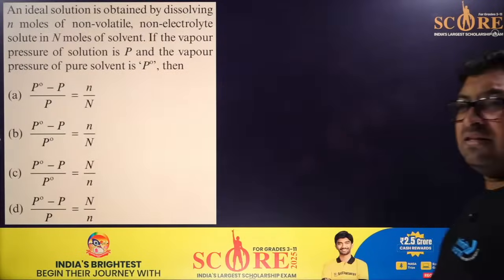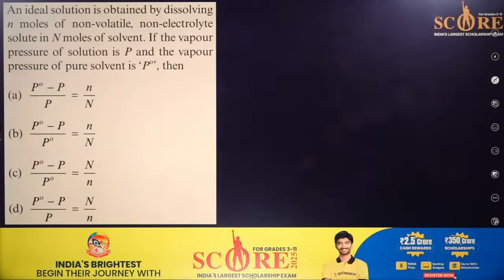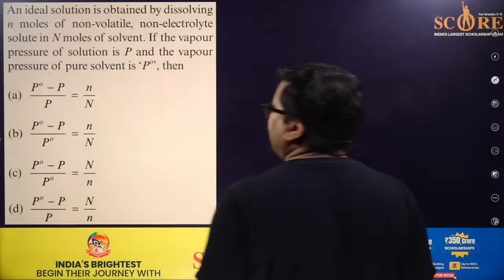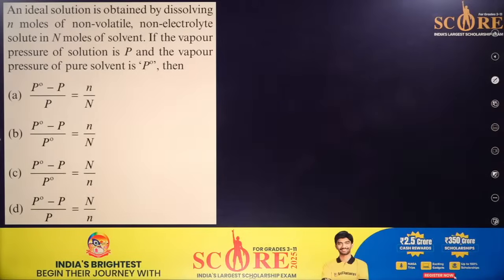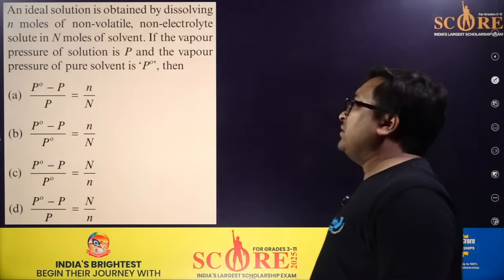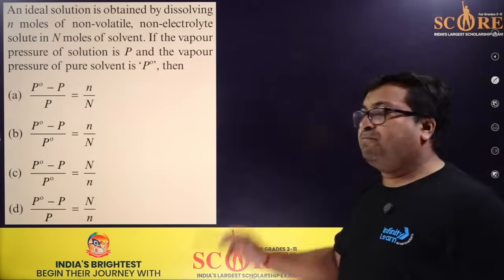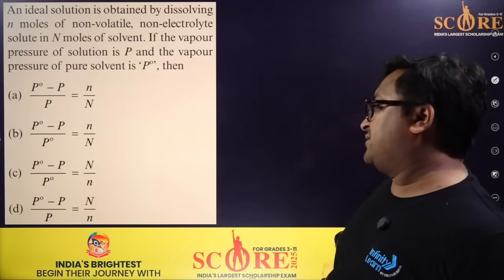Now, please answer this. This is an interesting question. An ideal solution is obtained by dissolving n moles of non-volatile, non-electrolyte solute in N moles of solvent. If the vapor pressure of the solution is P and the vapor pressure of the pure solvent is P naught, then please answer. This is a very, very interesting question. Let's see who will answer this.